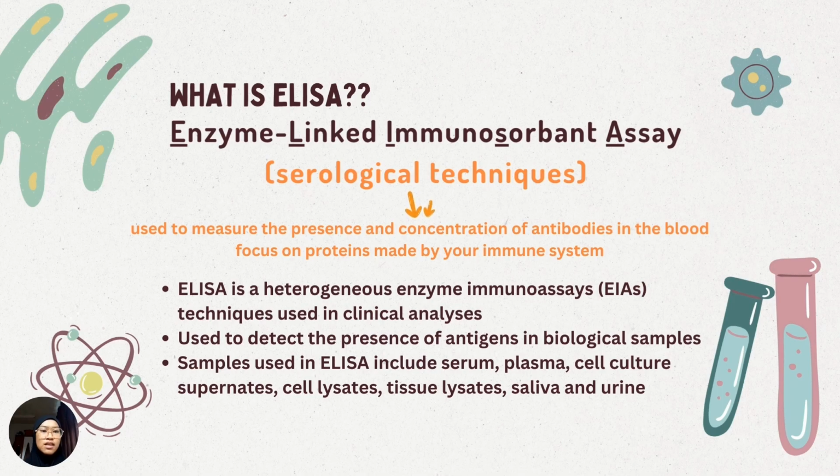About ELISA. ELISA is also known as a heterogeneous enzyme immunoassay (EIA) technique used in clinical analysis, used to detect the presence of antigens in biological samples, in which the samples used in ELISA include serum, plasma, cell culture supernatants, cell lysates, tissue lysates, saliva, and urine.